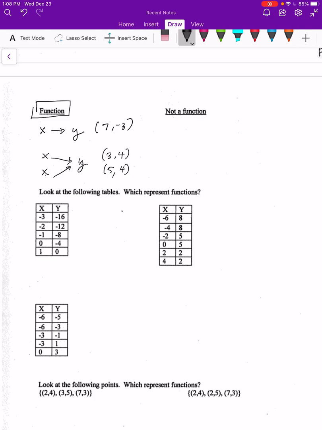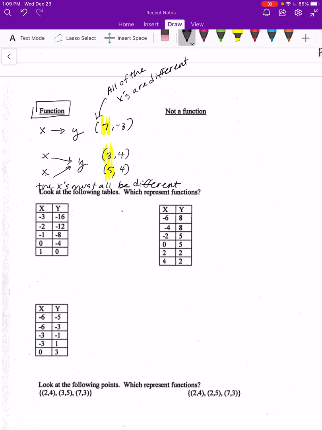And what you look at is that the x's must be all different. So I'm going to pick up my yellow and highlight my x's. Here's an x, here's an x, and here's an x. So when you're dealing with points, if the x's are all different, it's a function. So all of the x's, and I'd write this down, all of the x's are different. And that's all it takes. The x's must all be different to be a function.